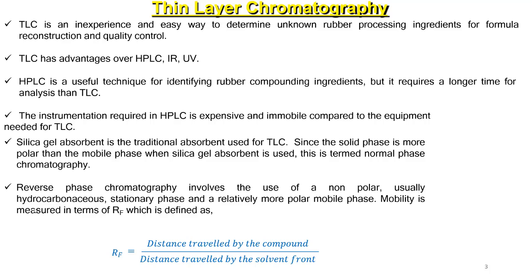Then silica gel adsorbent is the traditional adsorbent used for TLC, and since the solid phase is more polar than the mobile phase, when silica gel adsorbent is used, it is termed normal phase chromatography. And reverse phase chromatography involves the use of a non-polar material, which is usually hydrocarbons, in the stationary phase, and the polar solvent is the mobile phase.